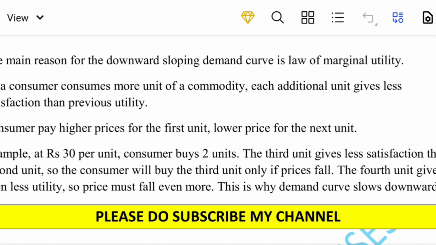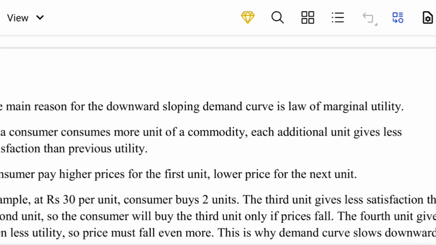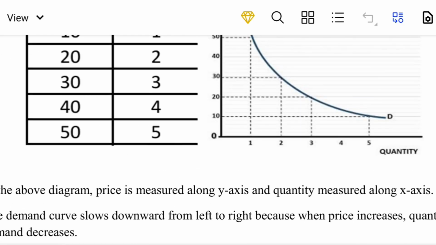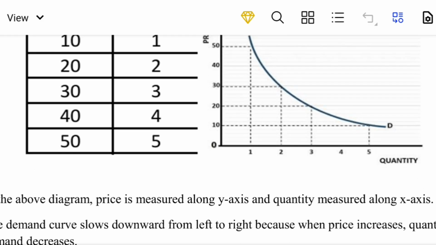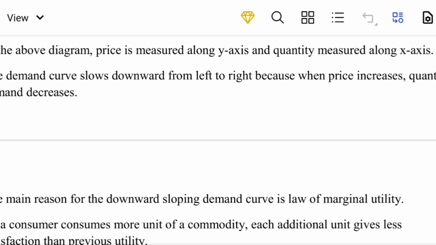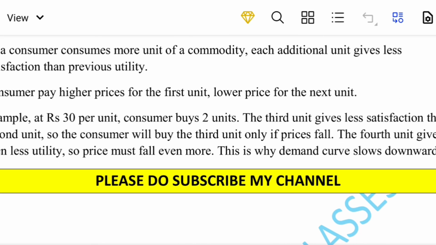The fourth unit gives even less utility. Even though the fourth unit provides less utility, he is going to purchase it only when the price drops from 20. This is why the demand curve slopes downward.